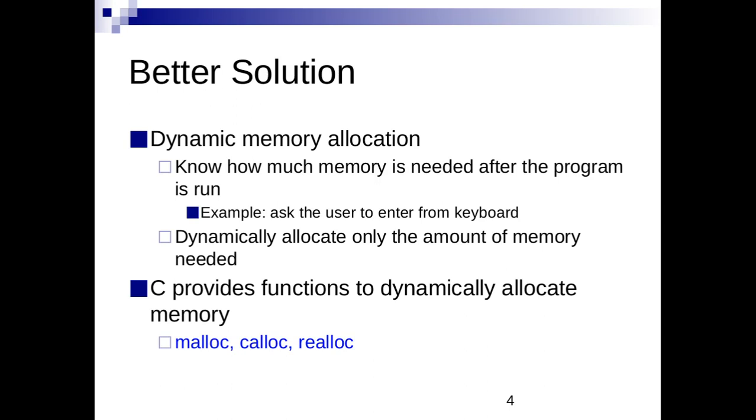In dynamic memory allocation, when the program runs, we will know how much memory is needed, and then dynamically allocate only the amount of memory needed. C provides functions to dynamically allocate memory. These are the functions that C provides. Let's go through them briefly.